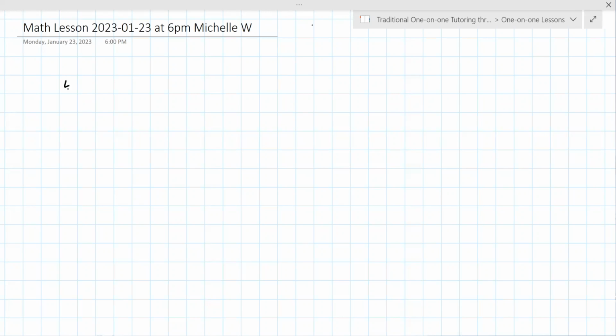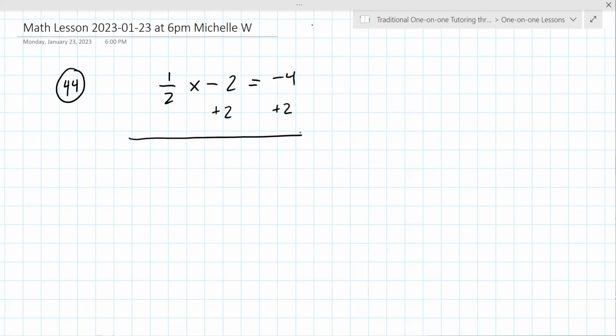At problem number 44. It is solving an equation, a two-step equation here. First thing you're gonna do is add 2 to both sides. When you add 2, you're canceling that out. It's 1/2 x on the left. -4 plus 2 is -2.